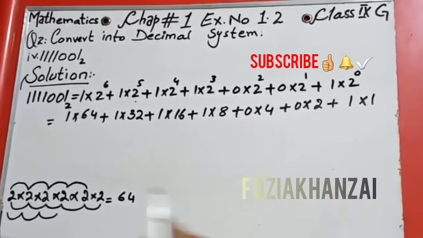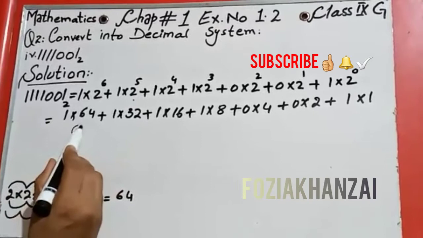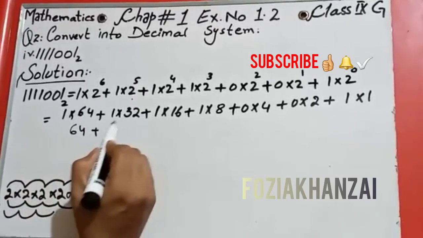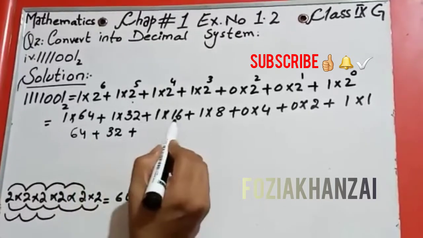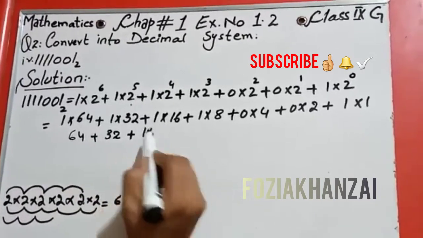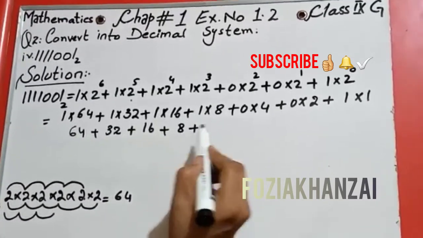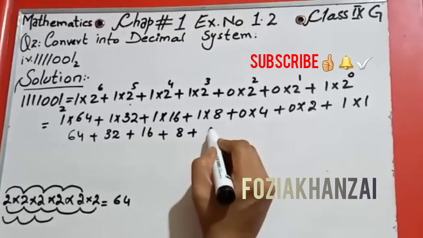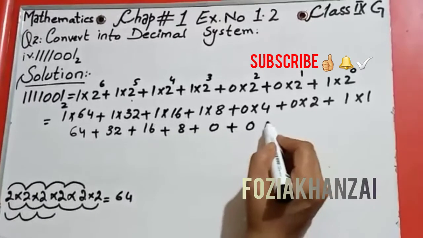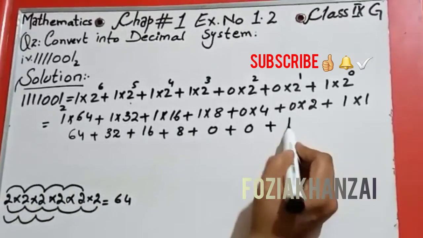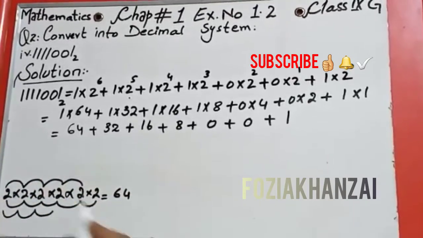Okay, now we multiply. 64 ones are 64 plus 32 ones are 32 plus 16 ones are 16 plus 8 ones are 8 plus 4 zeros are 0 plus 2 zeros are 0 plus 1 ones are 1. Correct? Third step. Now add them.